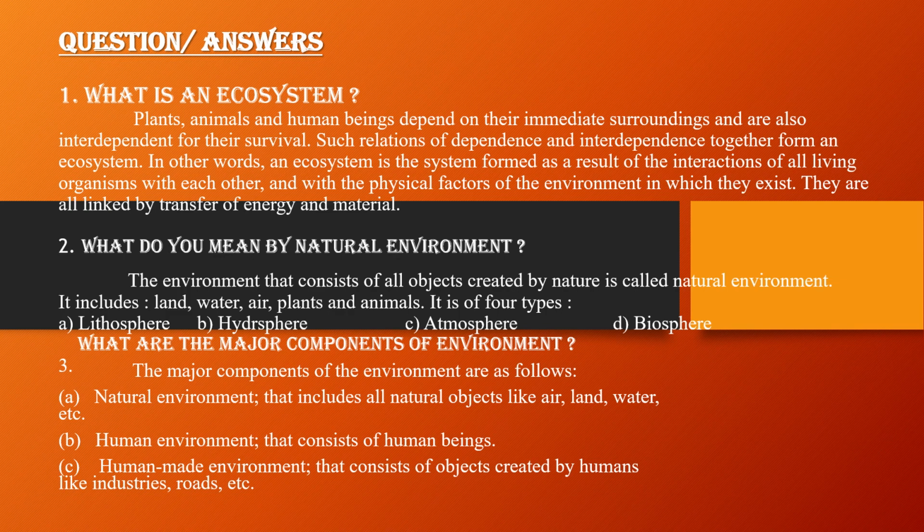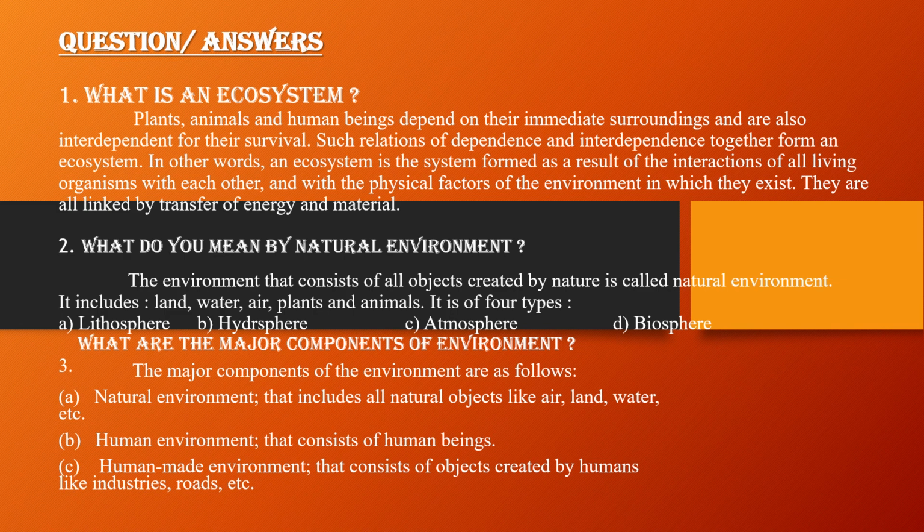Okay, read it. Plants, animals and human beings depend on their immediate surroundings and we are also interdependent for our survival. Such relations of dependence and interdependence together form an ecosystem. You can also define an ecosystem as the system which is formed as a result of the interaction of all the living organisms with each other and the physical factors of the environment in which they exist. They are all linked by energy and material.